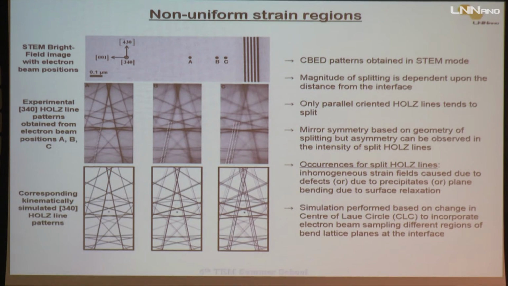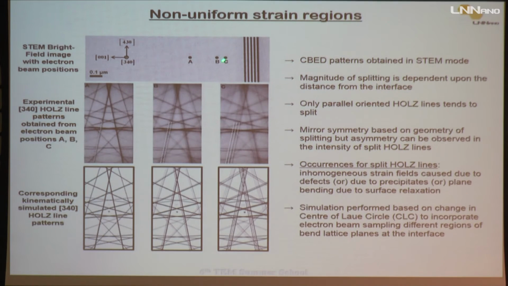So first, we scan the electron beam in this STM mode, and we get the diffraction patterns outside the SLS structure. Here again, these images were taken operating the machine in STM mode, and the CBD patterns were collected. When the electron beam is at position A, which is very far from the interface, the lines are very good and very sharp.